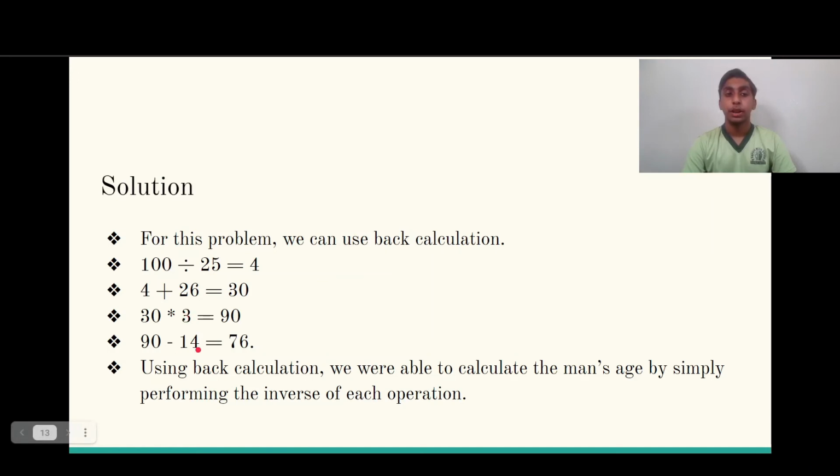And then we're going to subtract 14 because earlier it was adding 14. So again, 100 divided by 25 is 4. 4 plus 26 is equal to 30. 30 times 3 is equal to 90. And 90 minus 14 is equal to 76.